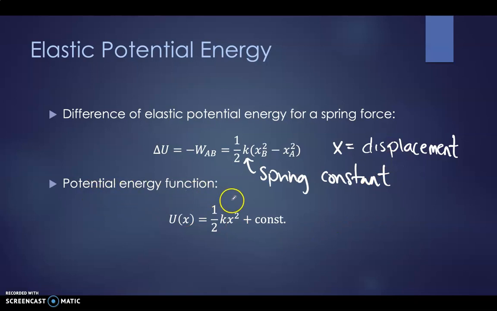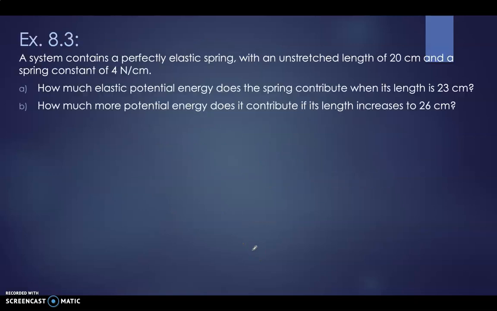So we can now write this in a function form as U of x is equal to 1/2 kx squared. Okay, so we're going to go ahead and use this in the next problem. It states a system contains a perfectly elastic spring with an unstretched length of 20 centimeters and a spring constant of 4 newtons per centimeter. The first part asks how much elastic potential energy does the spring contribute when its length is 23 centimeters.